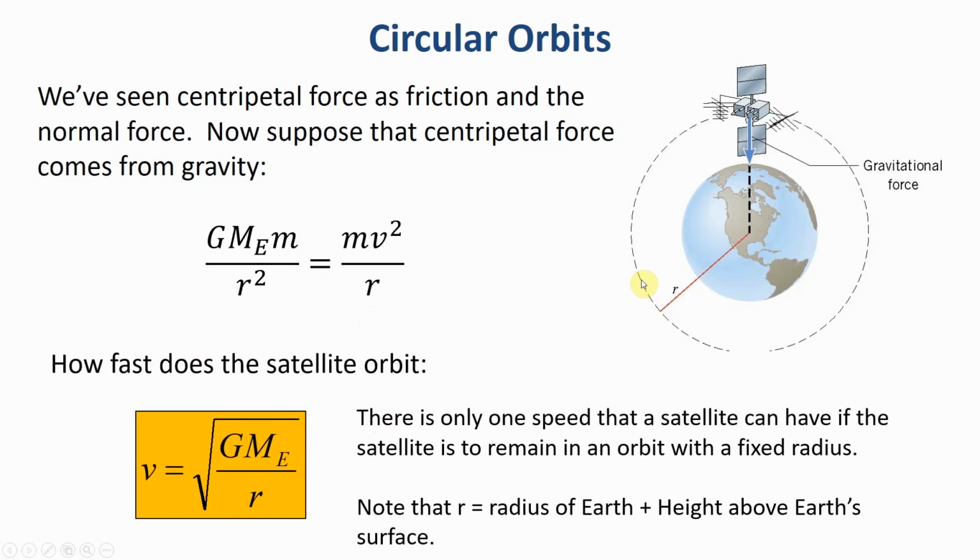So I could tell you how fast it's got to be going to have an orbit of a certain r. And it turns out to be somewhere in the ballpark of 18,000 miles per hour to actually go around for some realistic value of r. Because again, you want to miss the ground, you've got to be going fast.